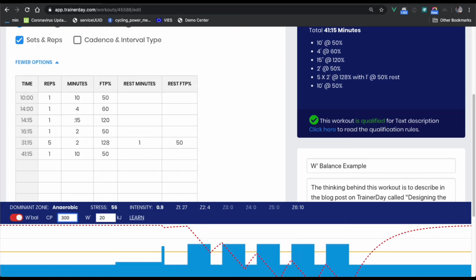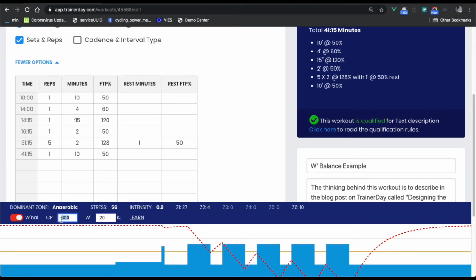Now, if I was a 300 watt FTP, this workout would be very poorly set up for me. I couldn't finish it. I could basically almost, or very close to getting done with three intervals, not five. And so you can see that depending on your FTP, it changes whether you're capable of doing this.